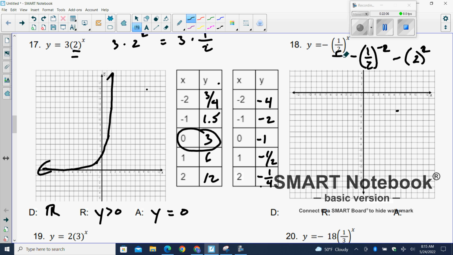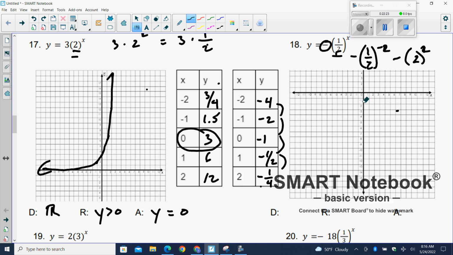My base is a 1/2, meaning as x gets bigger, y is going to cut in half. So when x goes from a negative 2 to negative 1, y cut in half, y cut in half, y cut in half, and so on. We have exponential decay flipped upside down.